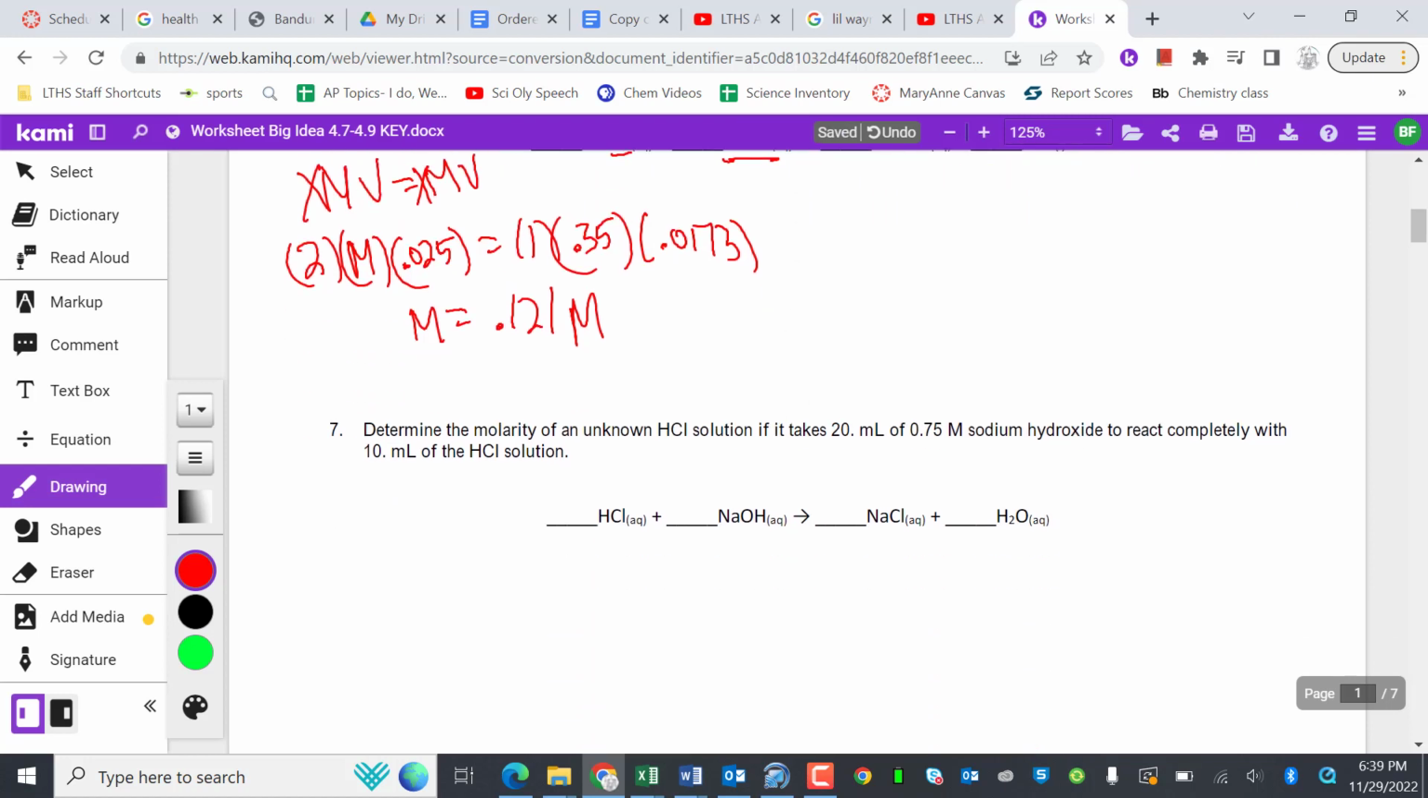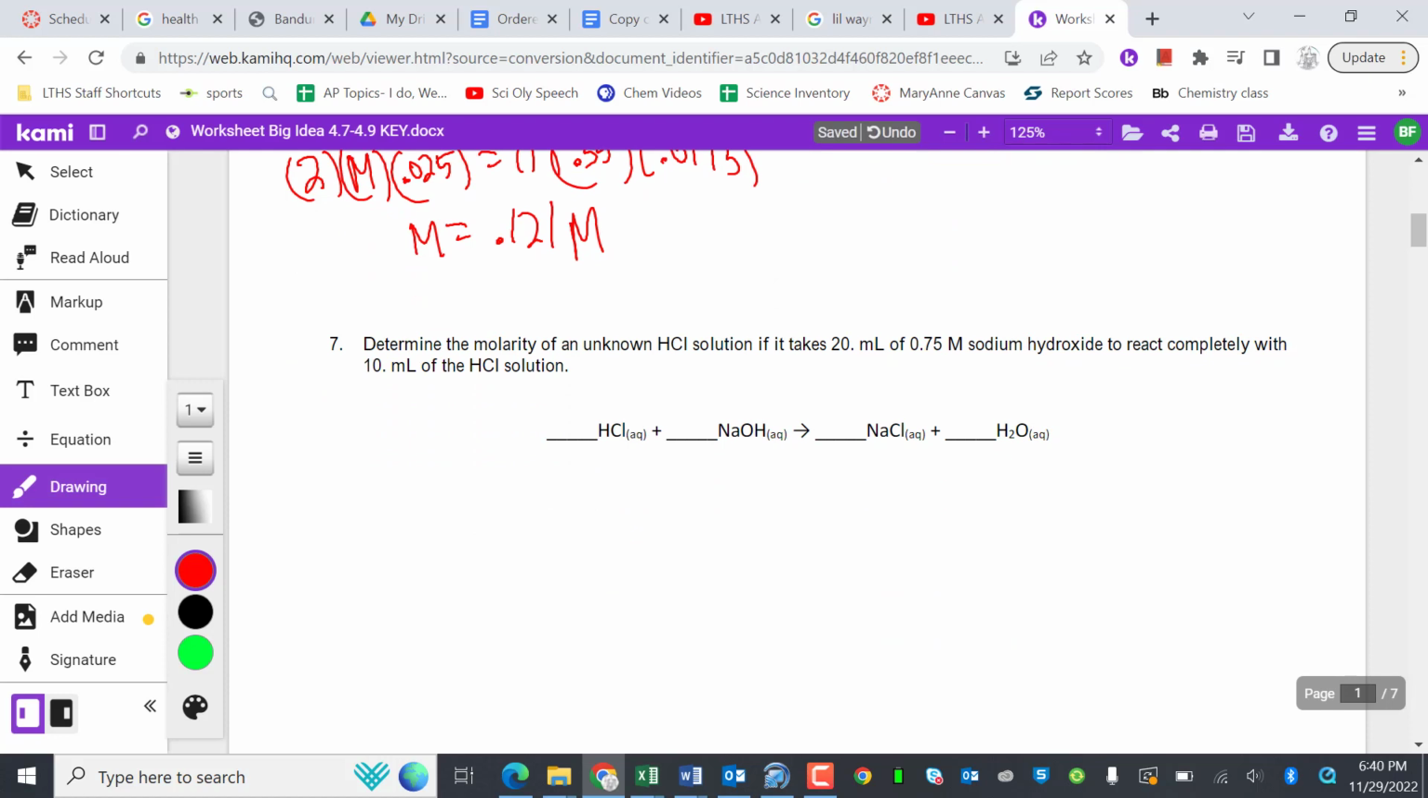Determine the molarity of an unknown HCl solution if it takes 20 milliliters of 0.75 molar NaOH, that's my NaOH, and I'll find the molarity of HCl, titrated with 10 milliliters. I want 2 decimal places there, but I guess I have to deal with those. Same deal: XMV equals XMV. You're seeing my little mind run off, where I just know HCl has 1 H. Looking for that molarity.